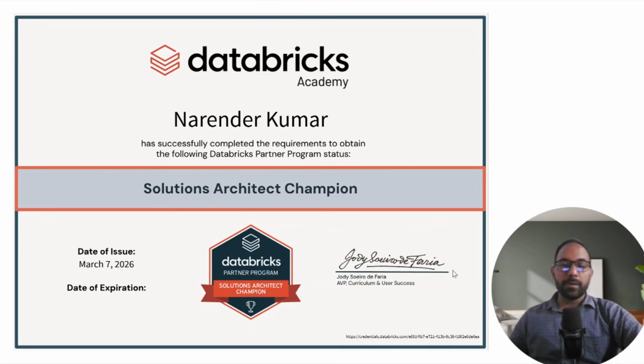Once we complete this program, we get this kind of certificate which has no expiry date. And this certificate is like a proof that we have completed certain certifications first, other certifications. We have gone through the training, we have delivered some real projects and reviewed them with Databricks. That is why this certificate adds a lot of value if we have it.